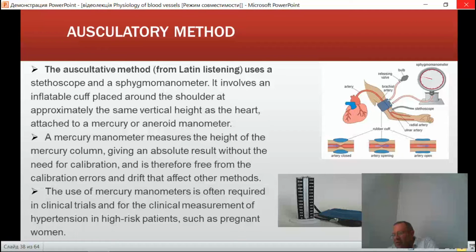In the picture you can see these special mercury manometers for checking blood pressure.